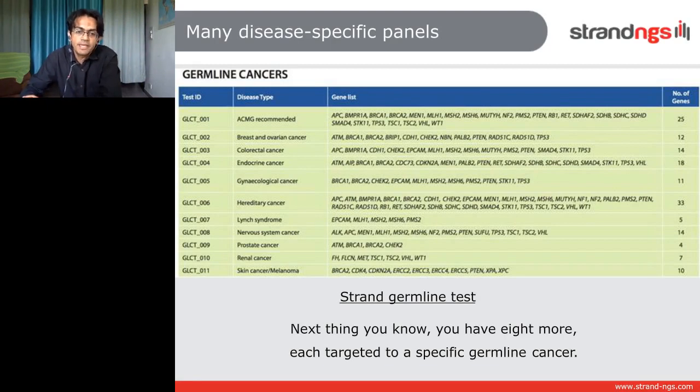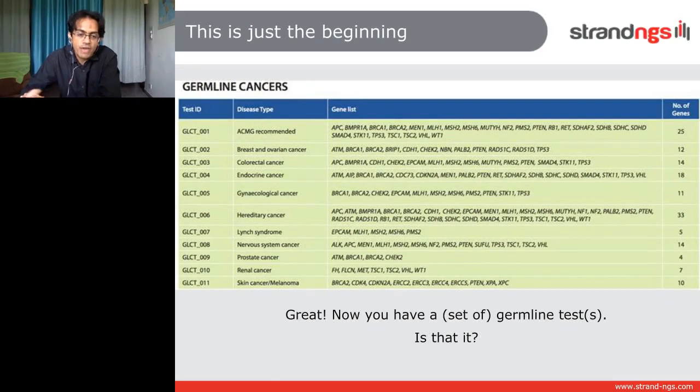And this is just the beginning, right? You have a set of germline tests, but so what? Is that it? Are you done? Remember, you're the PI of a clinical genomics lab, right? Are you done? Well, you're kind of far from done, right?